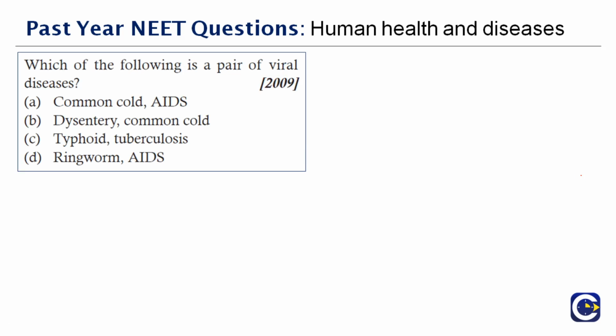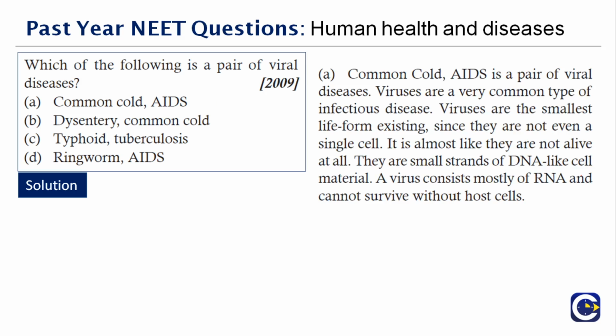Which one of the following is a pair of viral diseases? Easy, you have to analyze the statements here. Common cold and AIDS belong to virus. Dysentery belongs to bacteria. Then typhoid is bacteria, tuberculosis is bacteria, ringworm is fungal, AIDS is virus. Therefore, the right answer is option A. Common cold and AIDS are a pair of viral diseases.